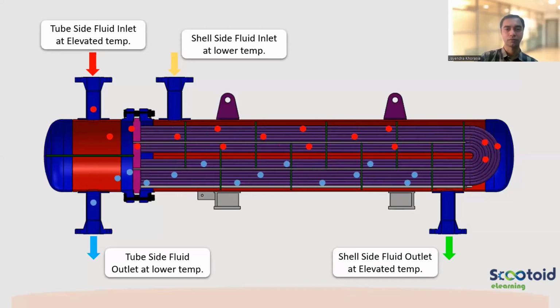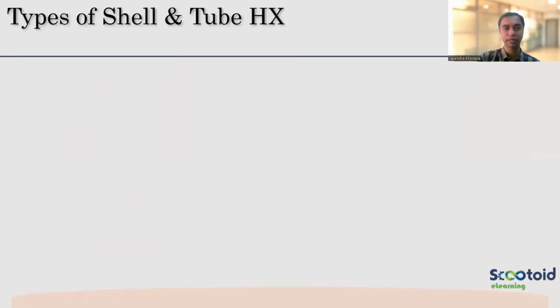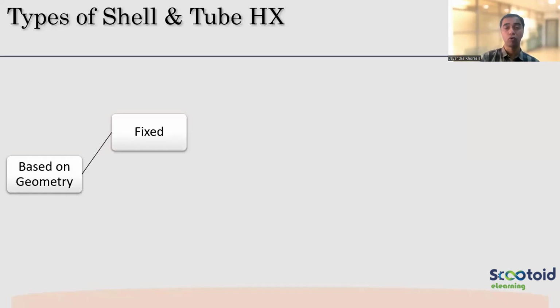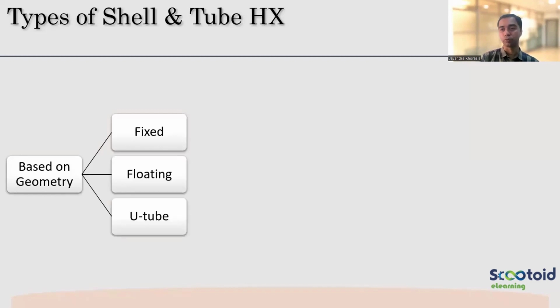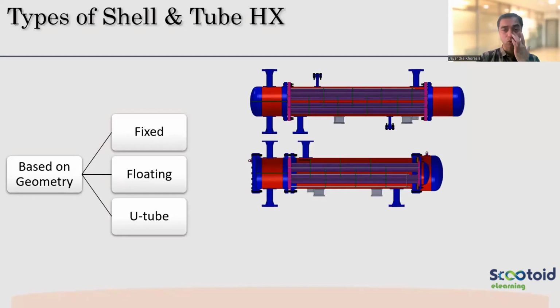Now let us see all of them together. So these are the types of shell and tube heat exchanger based on geometry, which we have already seen till now. Fixed, floating, and U-tube. Now we'll be seeing all of their pictures. Fixed, floating. Okay, now let's focus over here.